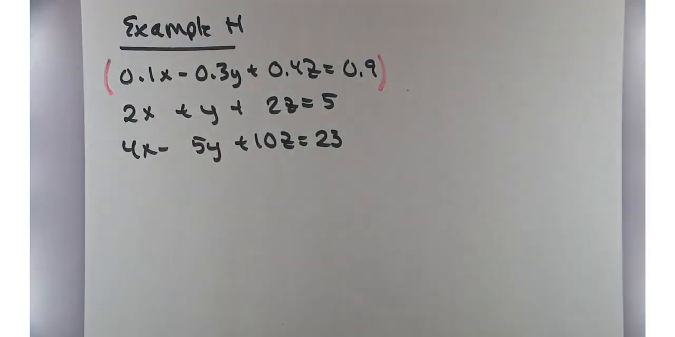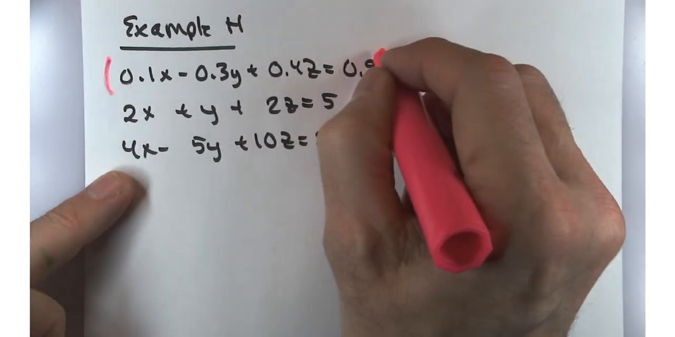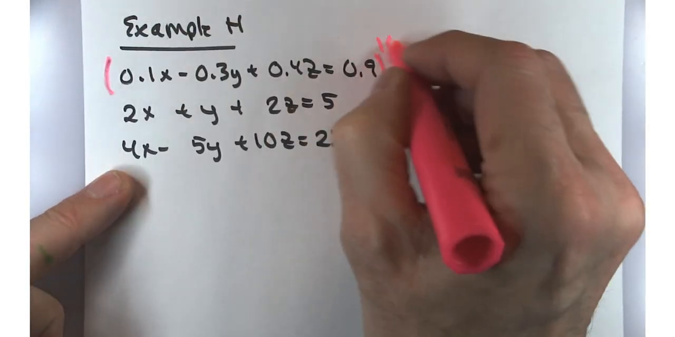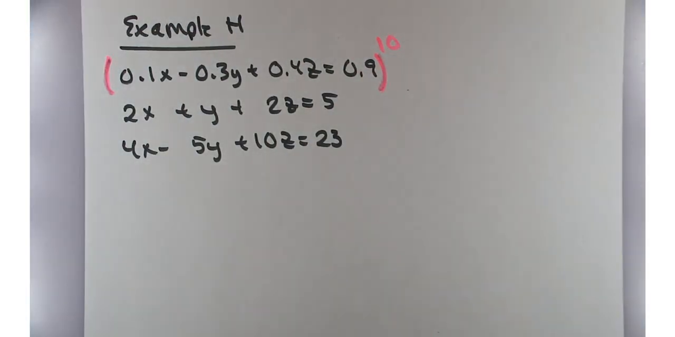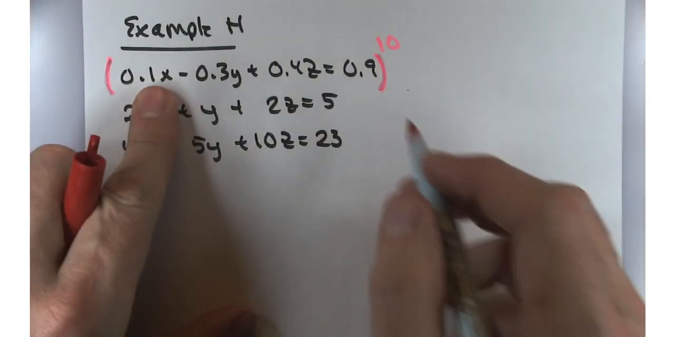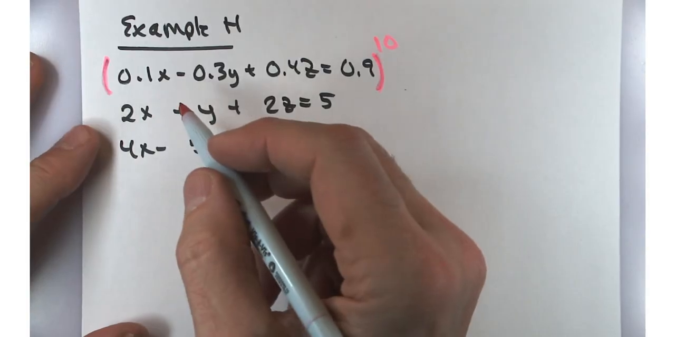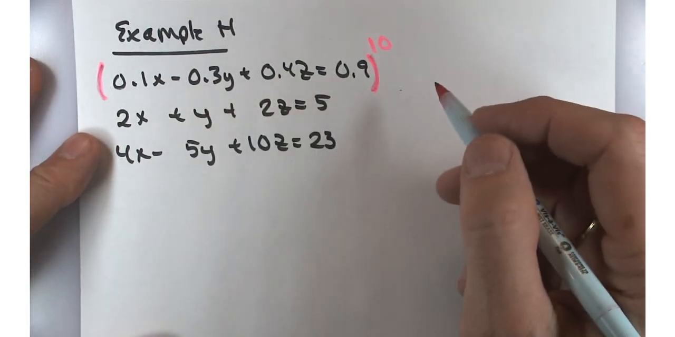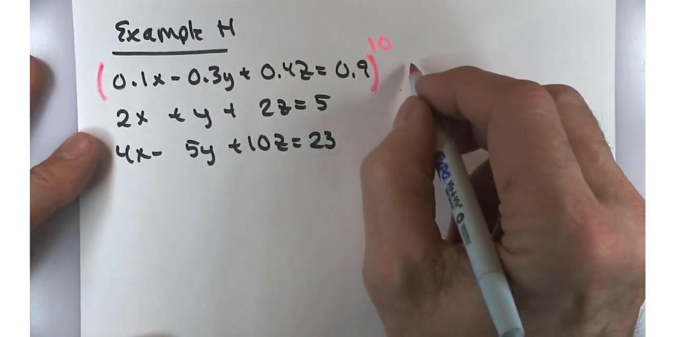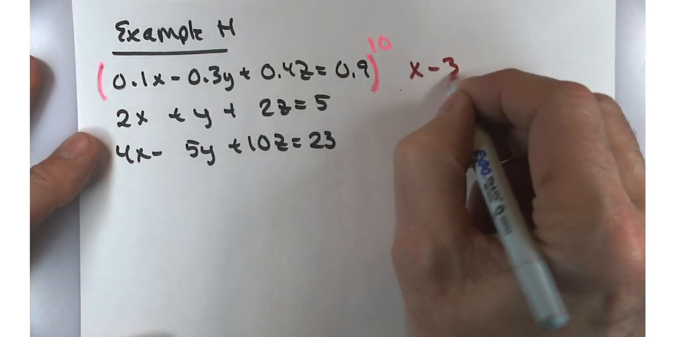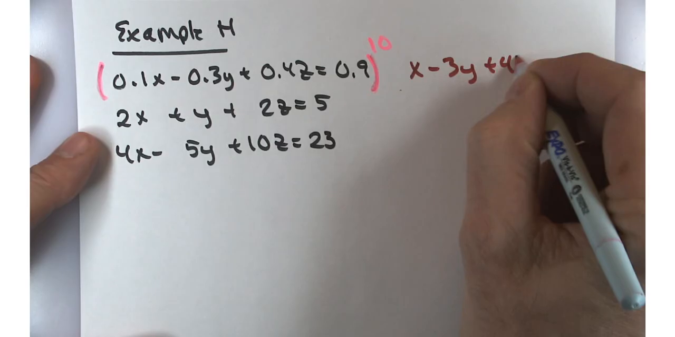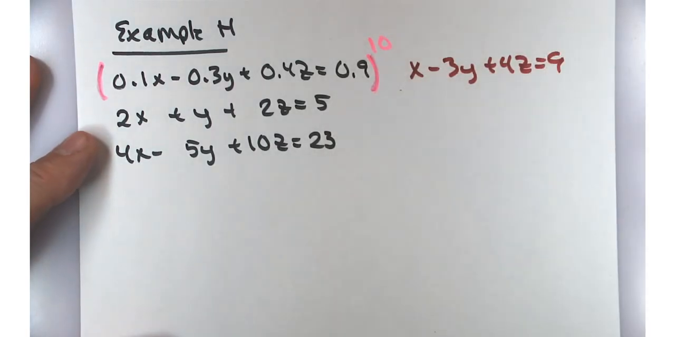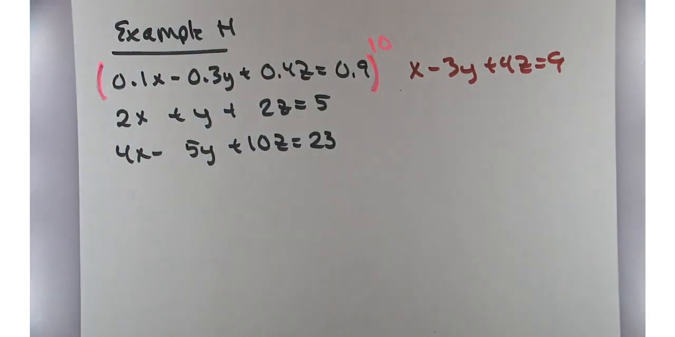If I multiply everything by 10, then now I get something that's a little bit more manageable. What equation am I going to get? x minus 3y plus 4z. Perfect. x minus 3y plus 4z equals 9.